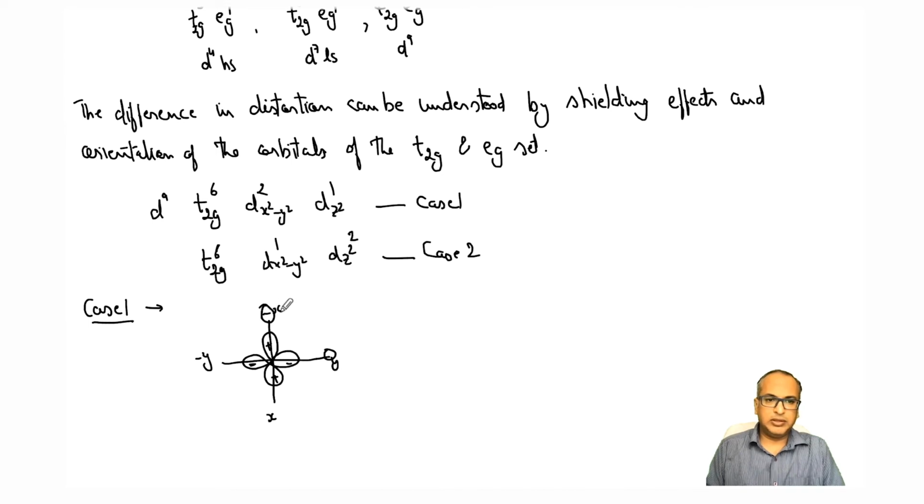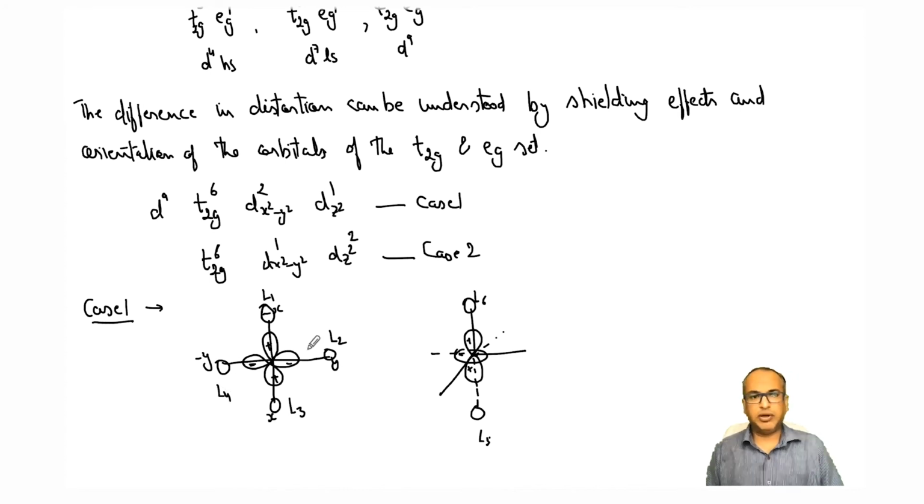from the coordinate axis side, and of course there are 2 up and 2 down, or there is 1 up and 1 down also. So in case of dz square, plus and minus, there are 2 ligands coming from here, right? L5, L6, and these ones can be named as L1, L2, L3, L4, right?